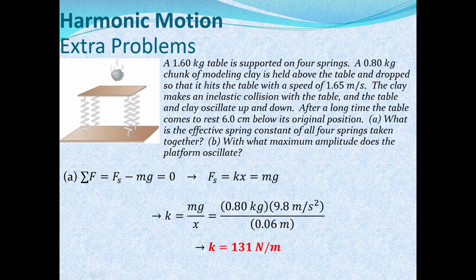The only reason why we would ever have to worry about the fact that there's four springs is if they want to know information about the individual springs. So we could use this and figure that out. Or if they did the opposite, where they told us information about the individual springs, and then they want us to use that to figure out the effective spring constant.